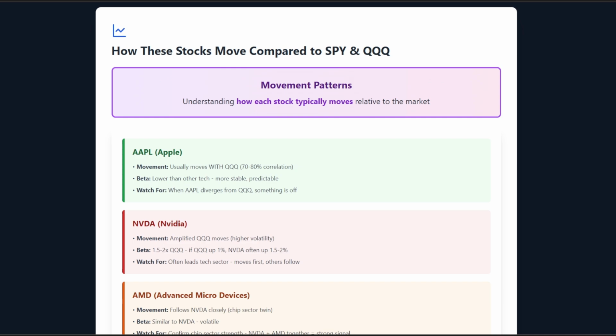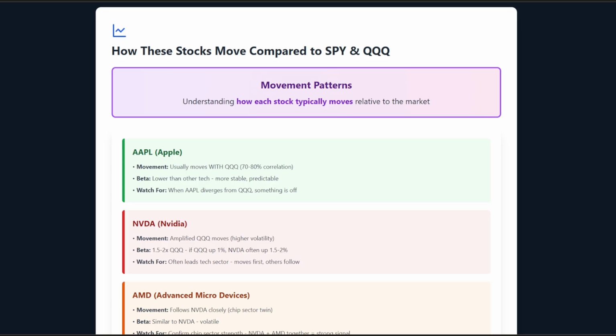It's strong, right? For example, for Apple, the movement usually moves with QQQ, 70 to 80% correlation with it. The beta is lower than other tech, so it's more stable and predictable, and it's also very small account friendly. A lot of people with small accounts like to trade Apple options because they are less expensive compared to something like Tesla, compared to something like SNDK or MU, right?